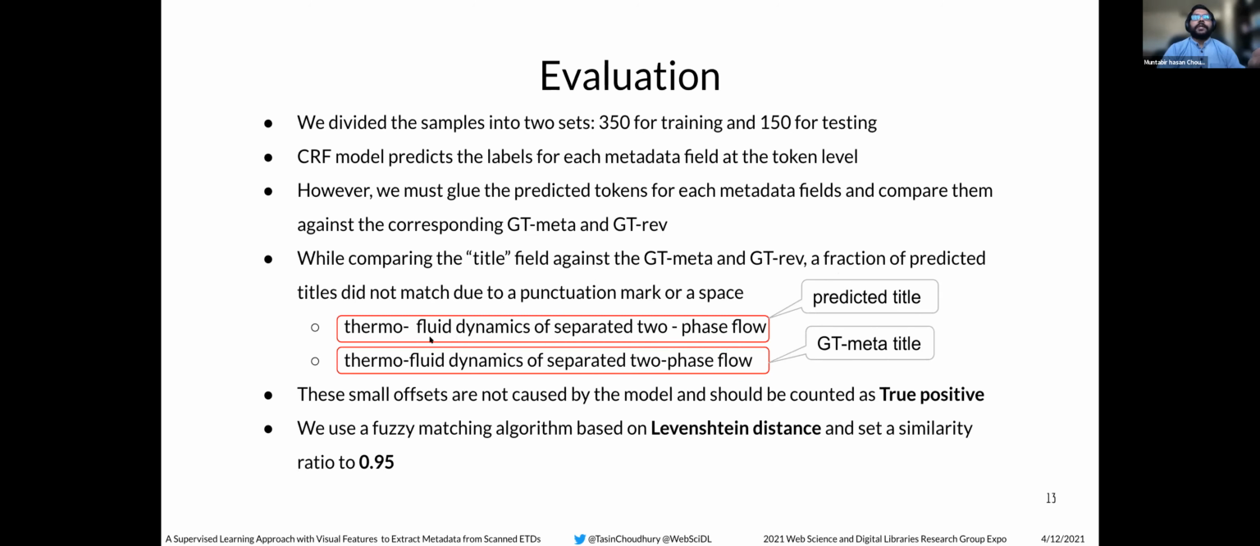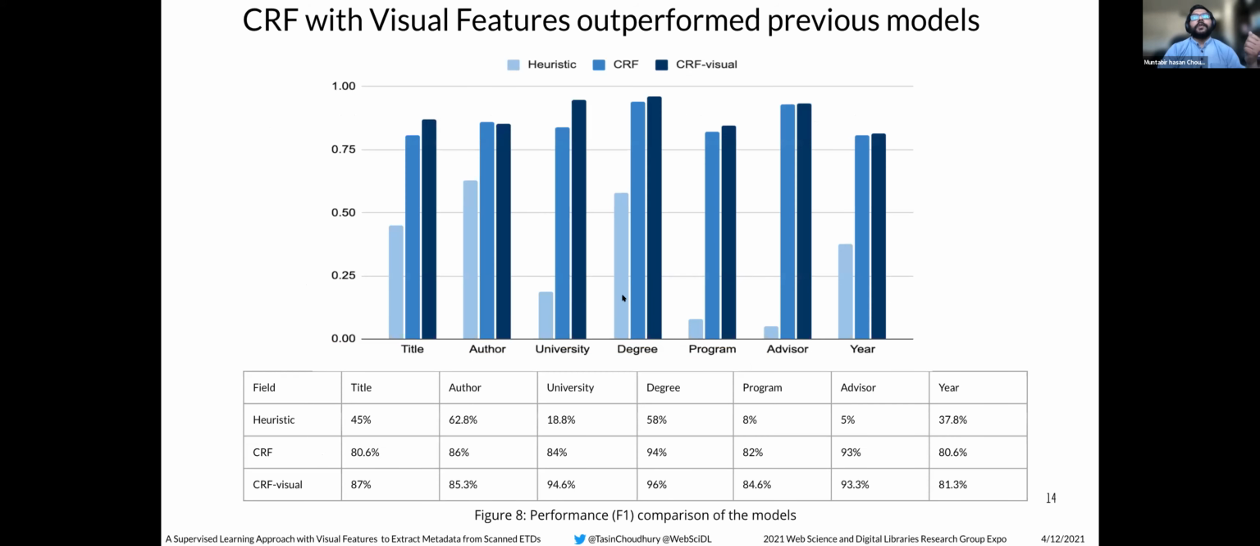So what we did is use a fuzzy matching algorithm, which is based on Levenshtein distance, and it handles all sorts of permutations like substitution, insertion, or deletion. And we set a similarity ratio of 0.95. Thus it returns the output as 0 or 1, whether or not it's a match. So the CRF with visual features outperformed our previous models, as you can see from this figure: it outperformed the heuristic baseline, as well as the CRF with sequential labeling. And this is the CRF with visual features.